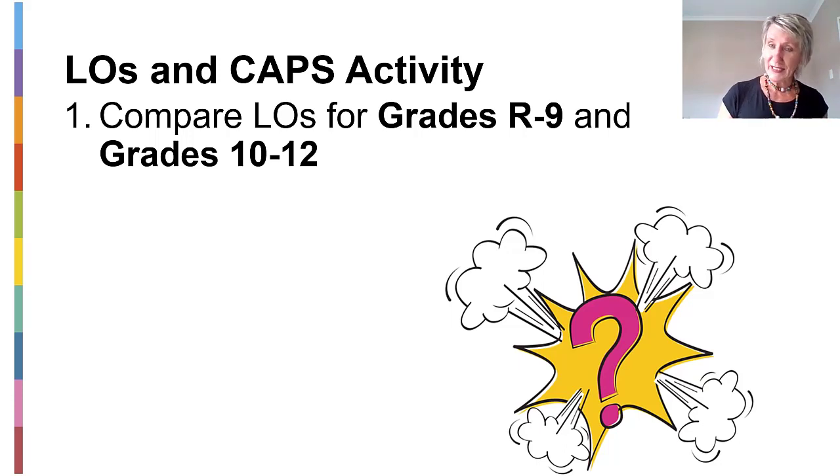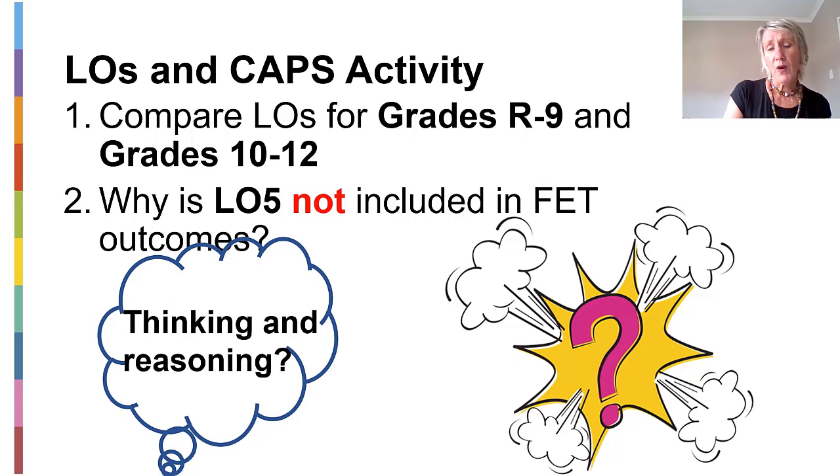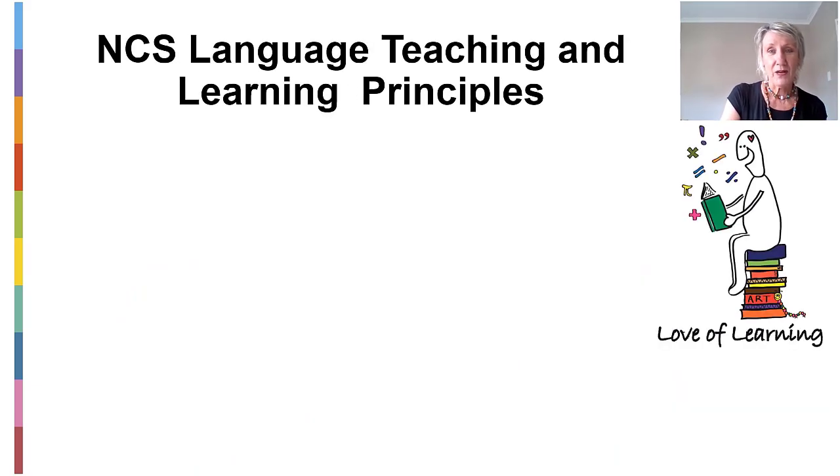Right, so here's a little activity just to break the monotony of my voice. If you compare the LOs for grades R to 9 and grades 10 to 12, if you can remember that far back, you'll notice that learning outcome 5 is not included in the FET outcomes. Now this is what you've got to think about, to reflect on. Why is thinking and reasoning not included as a separate LO? I think if you go back on my video and check those LOs again, you might see some words embedded. So I'm asking you to read critically when you get onto the FET outcomes and see why they didn't have to overtly say thinking and reasoning needed to be included. Okay, that's your task.